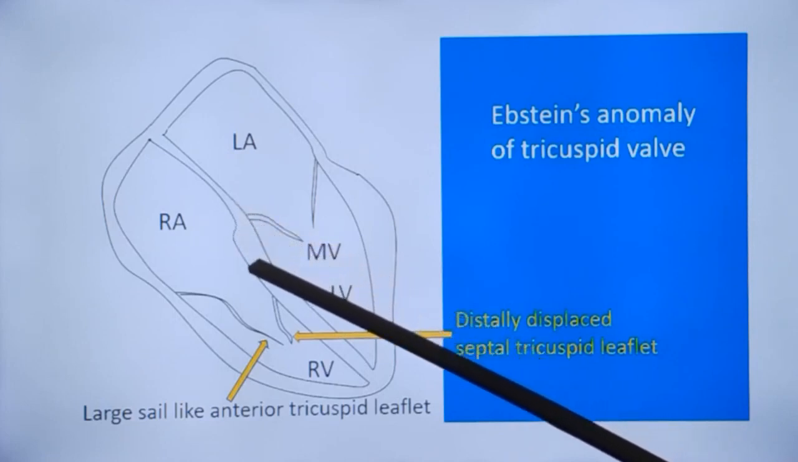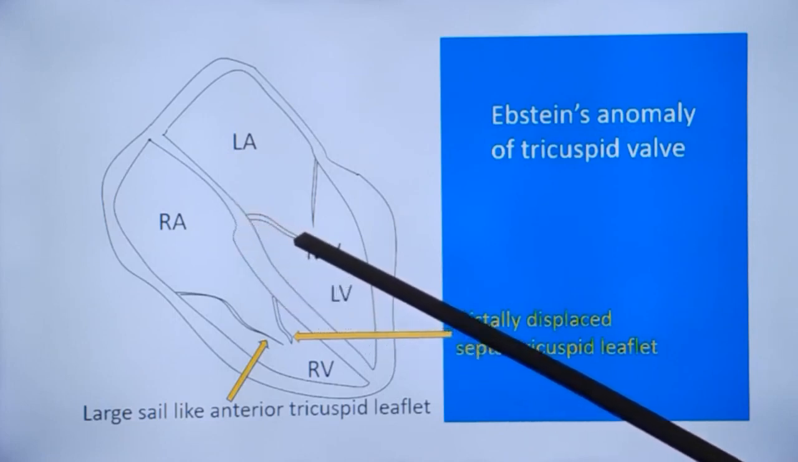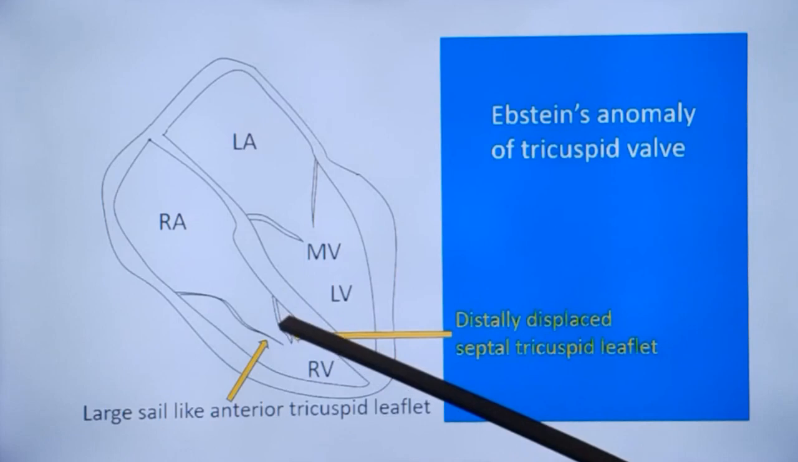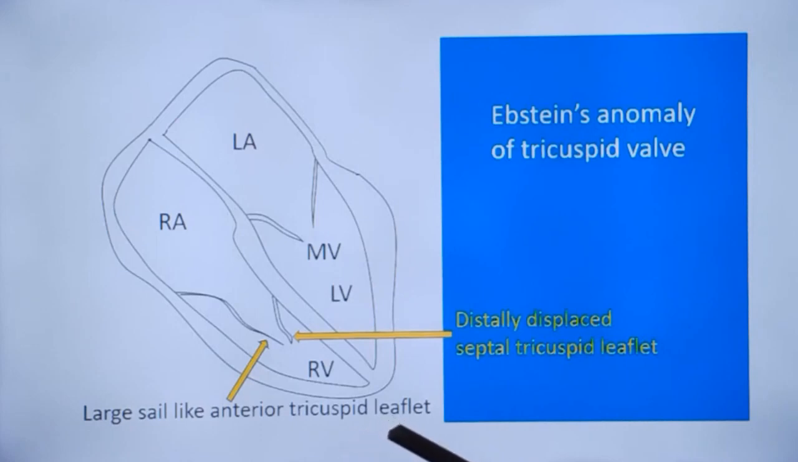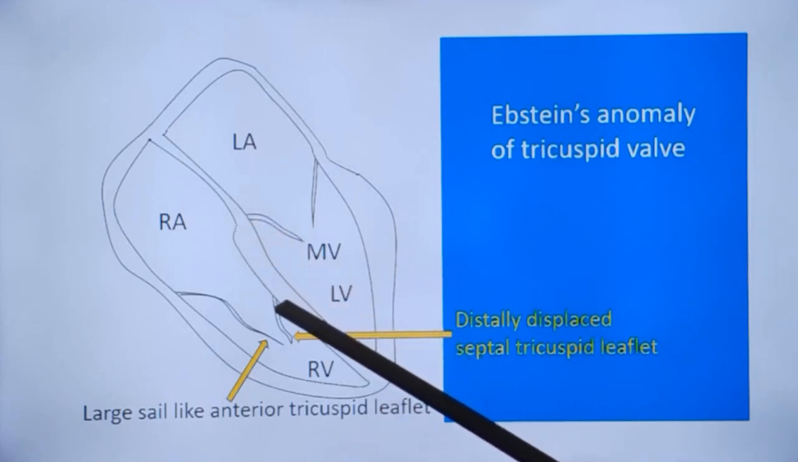The distance between the anterior mitral leaflet and the septal tricuspid leaflet is usually only about 5 millimeters during echocardiography. When it is displaced much more, then it is diagnostic of Ebstein's anomaly.